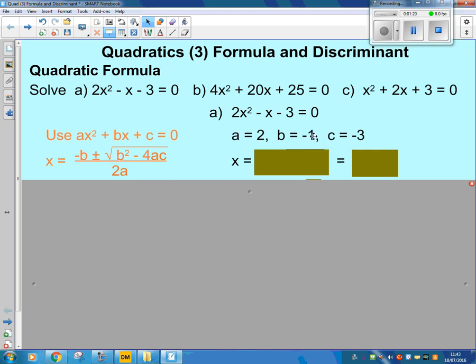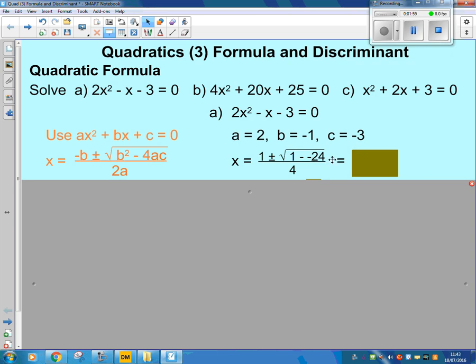B squared, well, when you square minus 1, a minus times minus becomes a plus, so that'll be plus 1. 4ac will be 4 times 2 times minus 3, which will be 8 times minus 3, minus 24, and 2a will be 4. So I get 1 for minus b, plus or minus the square root of b squared, minus 1 times itself, plus 1. I leave the minus sign there. Then I do 4 times 2 times minus 3, 4 times 2 is 8 times minus 3, minus 24, and I write minus 24 down.